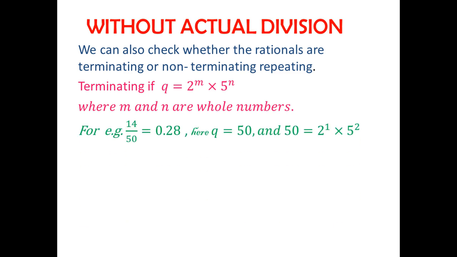For example, 14 by 50. This is equal to 0.28. This is terminating because here q is equal to 50. Denominator is equal to 50, which can be written as 2 raised to power 1 into 5 raised to power 2, that is 2 into 5 into 5. Is it clear?